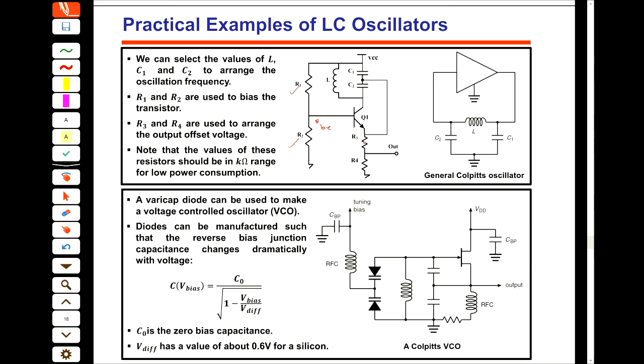By selecting this R3 and R4, we can select the DC voltage of our oscillator. I mean, if you look at the output of your oscillator, it has a DC voltage, and then it has an oscillation on top of that. So we should pick this point by selecting this R3 and R4, and then get the output. So R3 and R4 are for adjusting the offset.